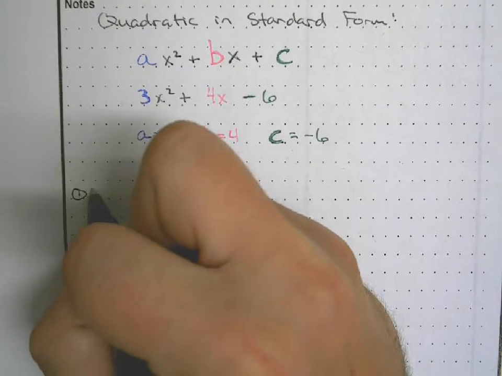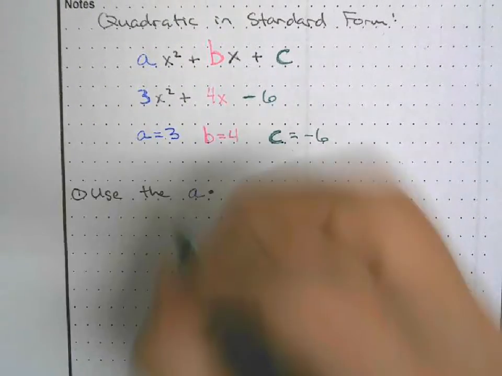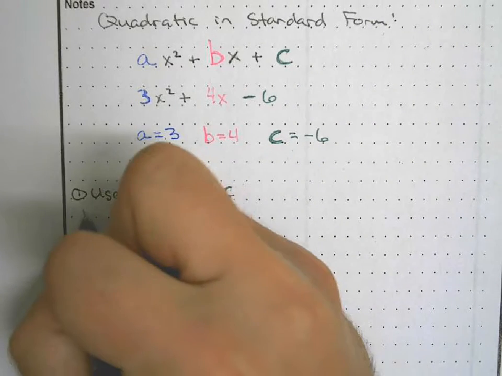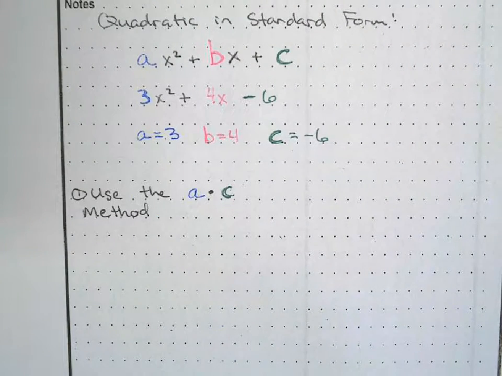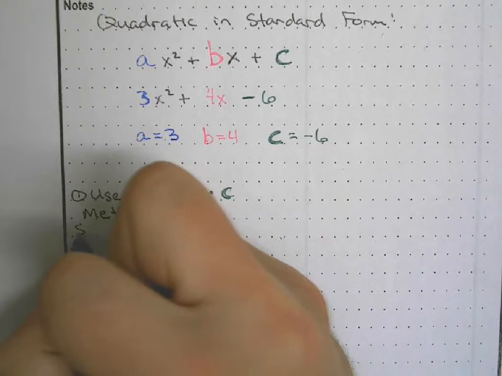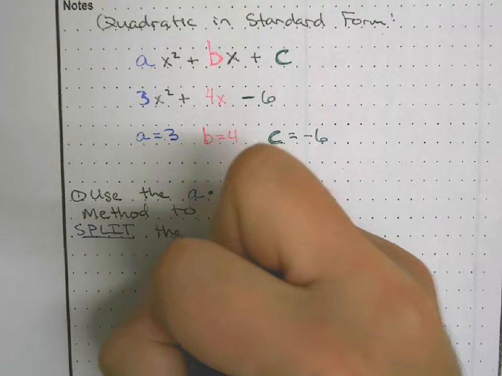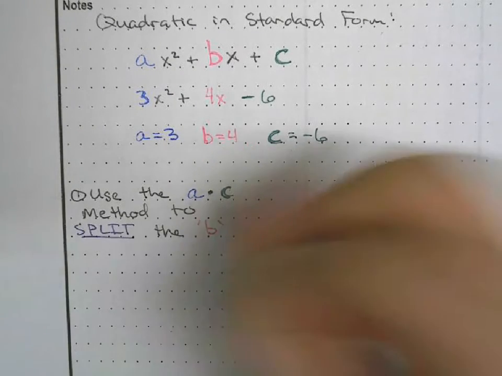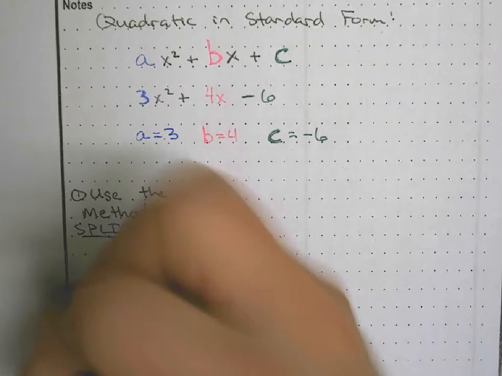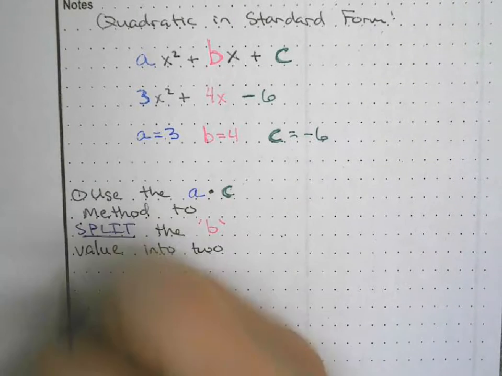So step 1 will be to use the AC method to split, and this is where it's going to get a little weird, to split the B term, or the B value, into two terms.